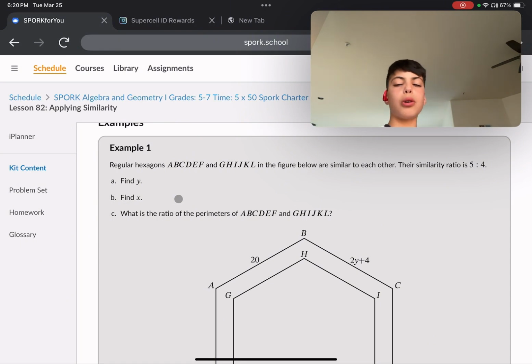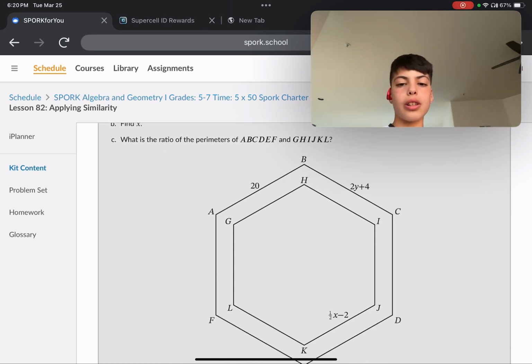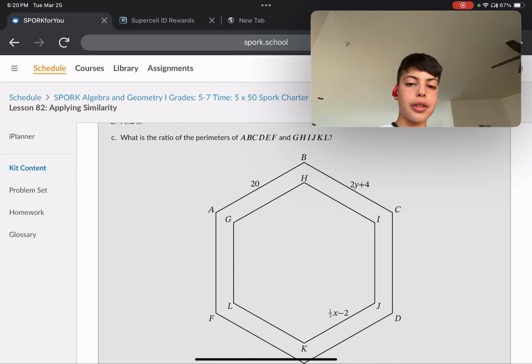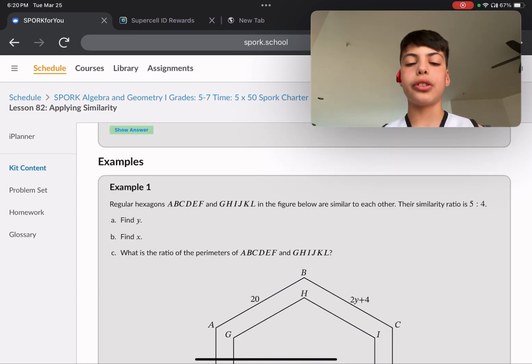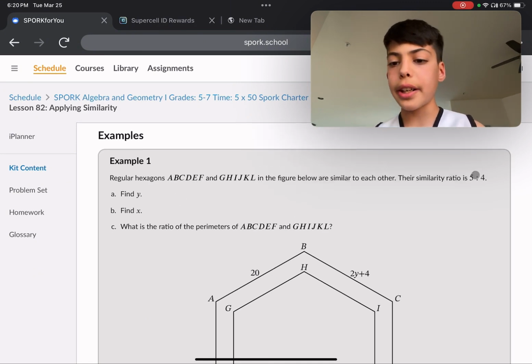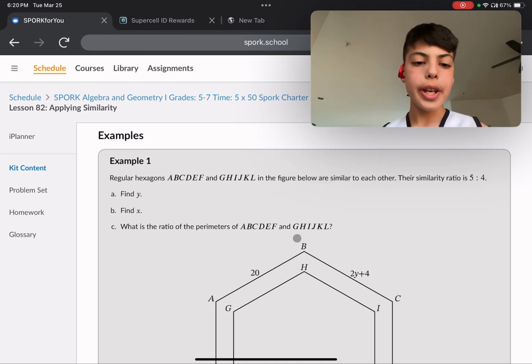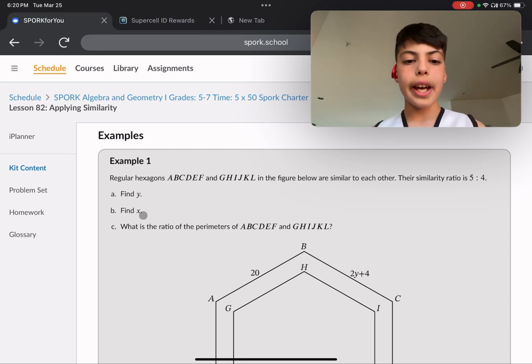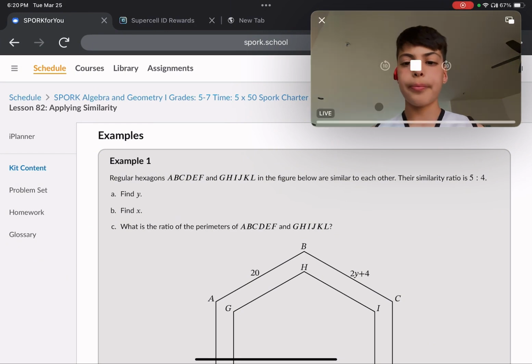And now here, example one. So let's put what we learned in the last lesson, lesson 81, into this lesson. Regular hexagons. So these are just normal everyday hexagons, and there's a smaller hexagon put into the bigger hexagon. It's telling us that the similarity ratio is 5 to 4. And what it's trying to get us to find is y, x, and the ratio of the perimeters.